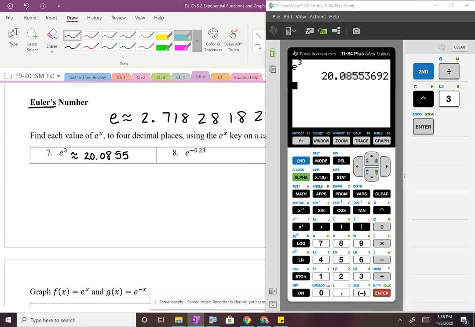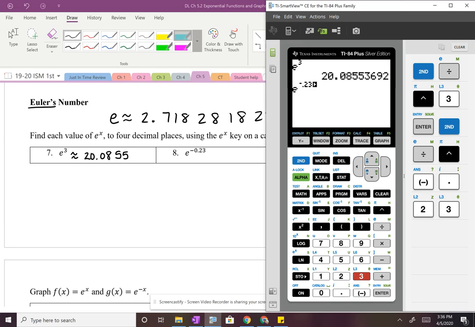Number 8, it says e to the negative 0.23. So go second e, that's the second division sign, raised to the negative 0.23. Enter. There it is. Again, this does not round the 5 up. If the 3 was bigger than 5, or 5 or bigger, it would round up. So this is approximately equal to 0.7945. Again, that doesn't round up, but some of them will.